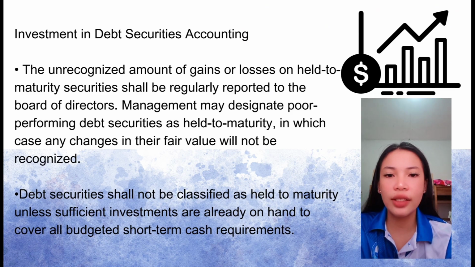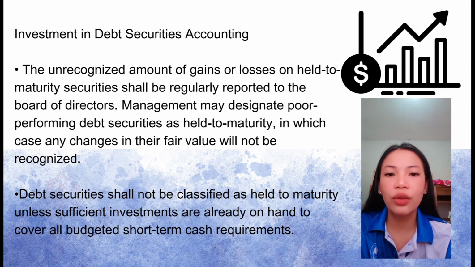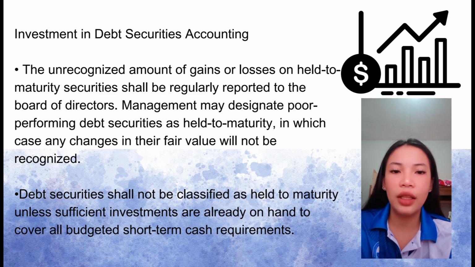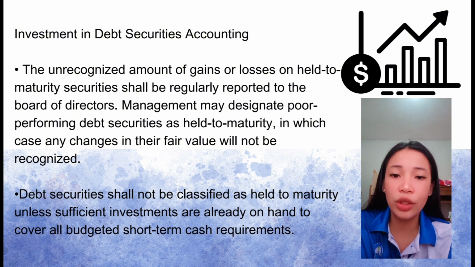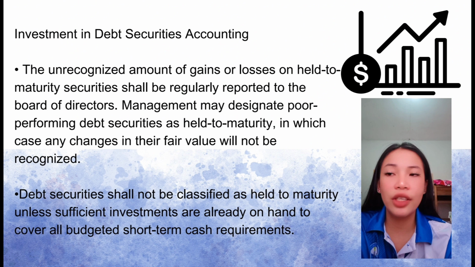Investment in debt securities accounting. Kapag ang isang company nag-invest sa debt securities like bonds, it might choose to categorize some as held to maturity. This means they plan to keep them until they mature. The company may face gains or losses on this investment, but if they label them as held to maturity, they won't immediately show these changes in value on financial statement.